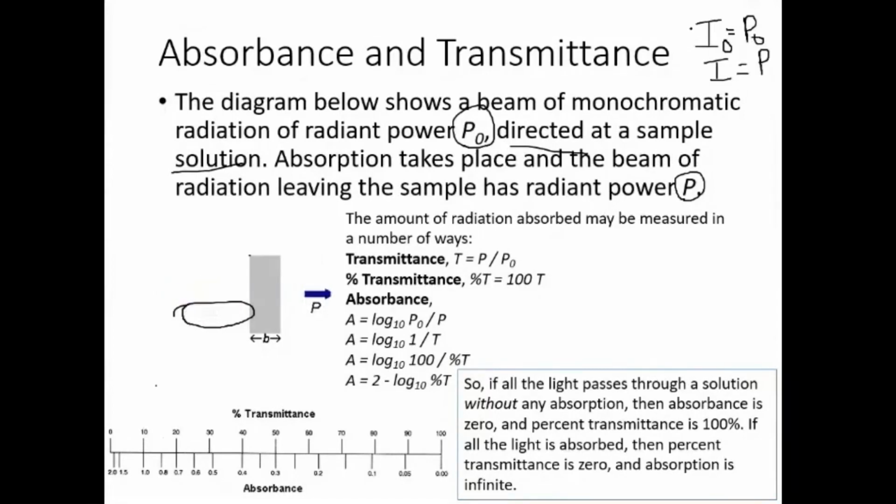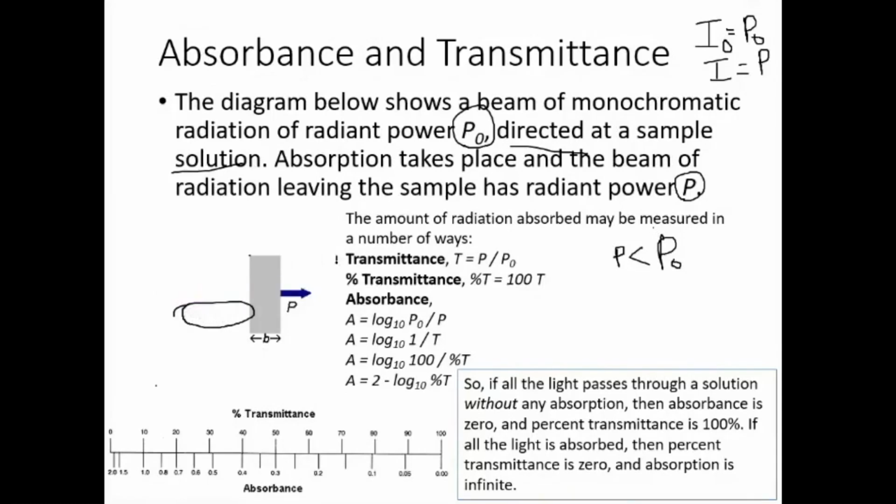Now, between P and P0, which one is larger? What do you think? Kailash was ready with his answer. Very good, brilliant. So P is less than P0. Very good, Kailash. P is smaller and P0 is larger because some part of P0 was absorbed and whatever was transmitted was P. So the amount of radiation absorbed may be measured in a number of ways.